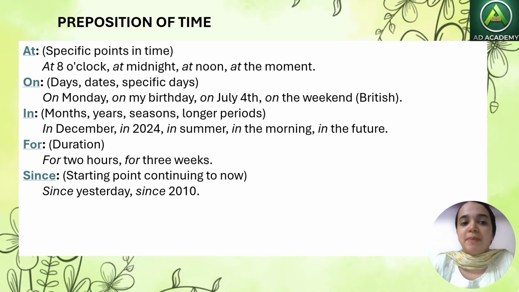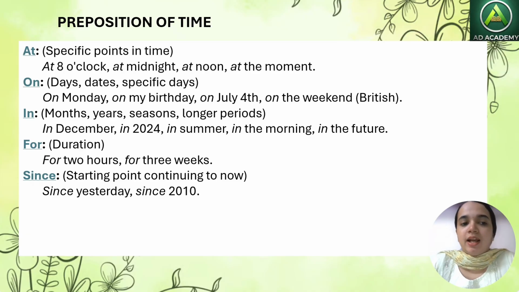At, that is a specific point in time. At 8 o'clock, I have a meeting. At midnight, particular parts of the day: midnight, at noon, at the moment. Next, on Monday, on Tuesday, on Wednesday, and please keep in mind that you usually use capital letters to start a day, like capital M, Monday, for every day. On my birthday, on July 4th, on the weekend. If a specific date is mentioned, we can use on July 4th. Otherwise, we can say just in July, on the weekend.